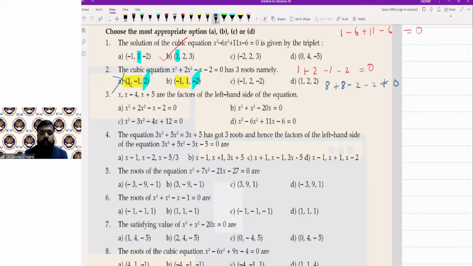Now you can check the B option. B option is -2 cube is -8. Then 2 into -2 square is plus of 8. Then minus of -2 and -2. So here 8 is getting cancelled, 2 is getting cancelled, and it is equal to 0. Yes. Option number B is satisfying. So B will be correct.